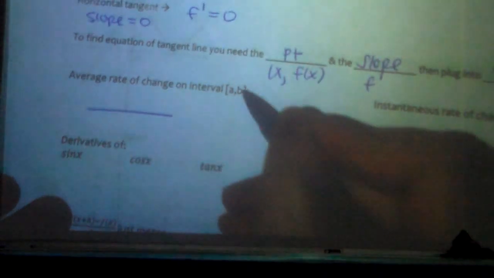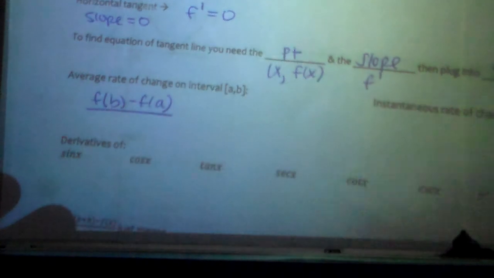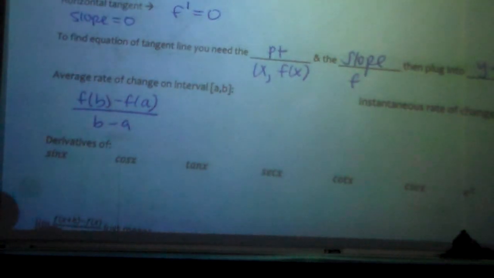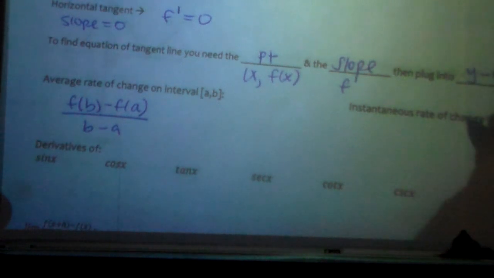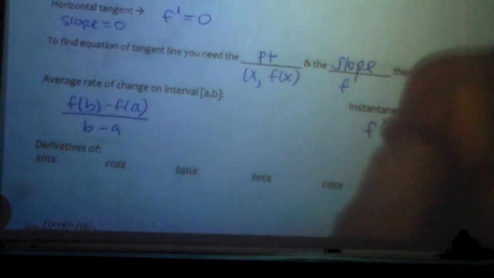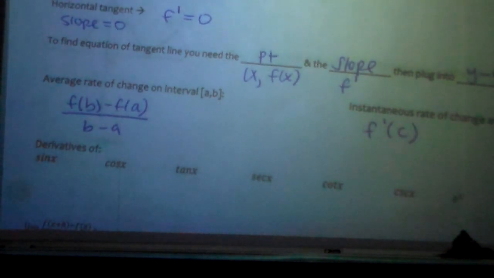Average rate of change is just slope between 2 points, so that would be rise over run. The change in y would be f of b minus f of a, and the change in x would just be b minus a. Instantaneous rate of change is your slope at a point, so that's just going to be your derivative at x equals c.